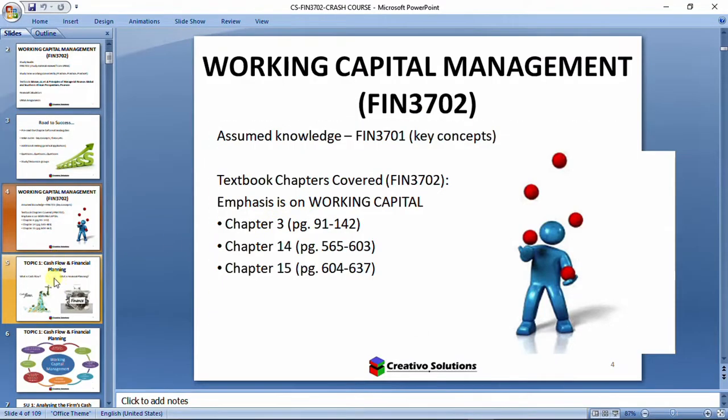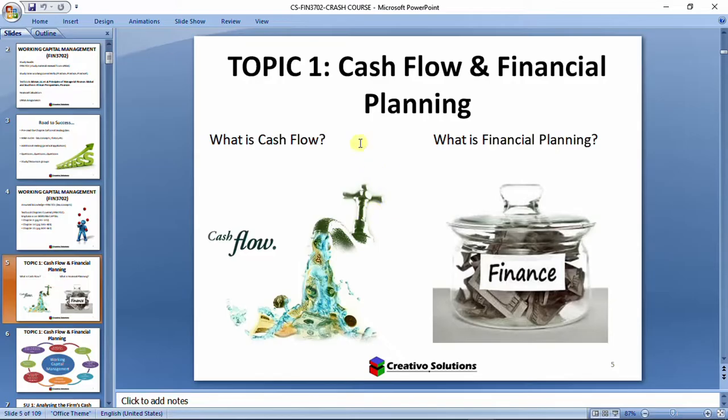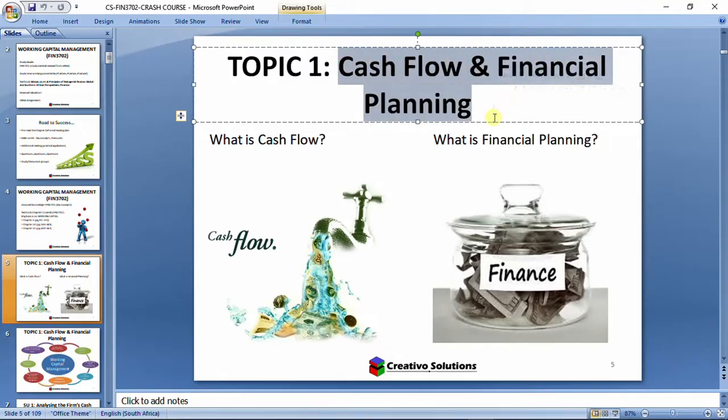There's a few slides just highlighting the overall scope. So when you're looking at topic 1, which is the first topic, the focus is on cash flow and financial planning. So we need to remember that in financial management, when we're looking specifically at cash flow, what are we looking at? What is the focus here? What is cash flow? How would you describe cash flow?